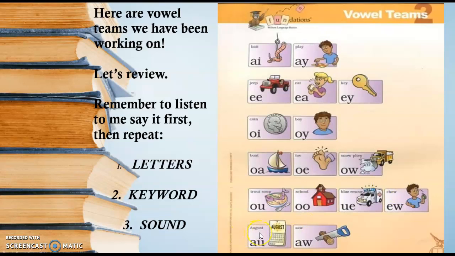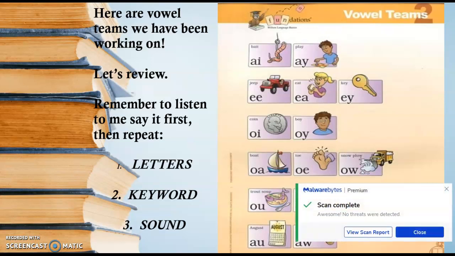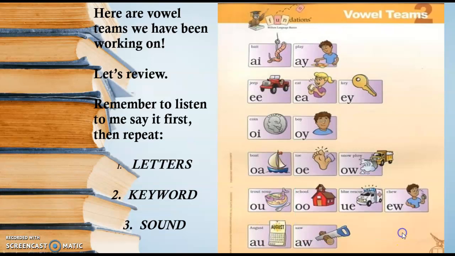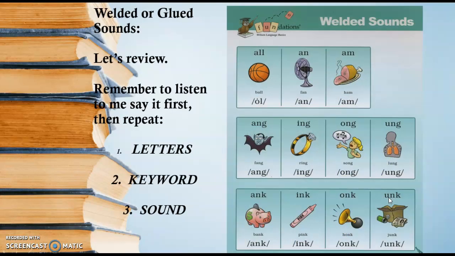All right, down here you have AU, August, awe, and AW, saw, awe. There are welded sounds. Take a look at those today when you have a chance. If you want, right now, if you want to pause it. If not, I'm just going to go over this last concept we had. We went over this last week. This was the spelling with the ick sound.